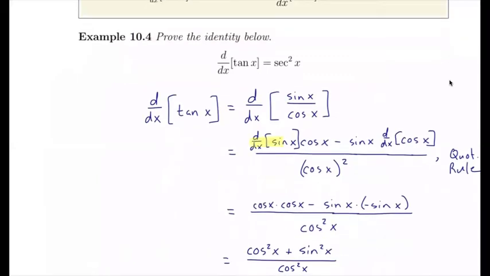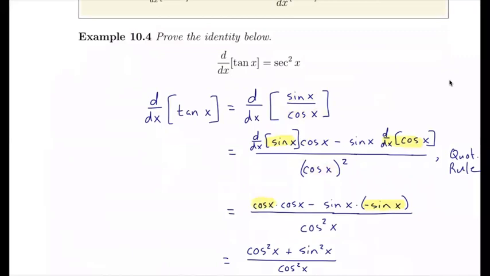It's the derivative of the top, sine x, times cosine x, minus the top, which is sine x, times the derivative of the bottom, cosine x. There's our quotient rule's numerator. And then it's all divided by the bottom squared, cosine x squared. So here's our quotient rule thrown at this right away. These are easy derivatives. Remember, the derivative of sine x is cosine x. The derivative of cosine x is negative sine x.